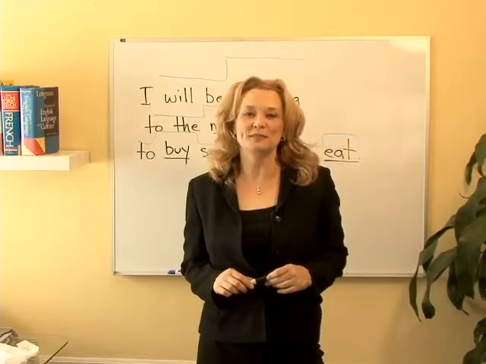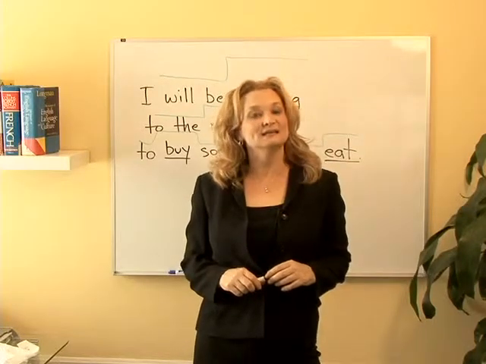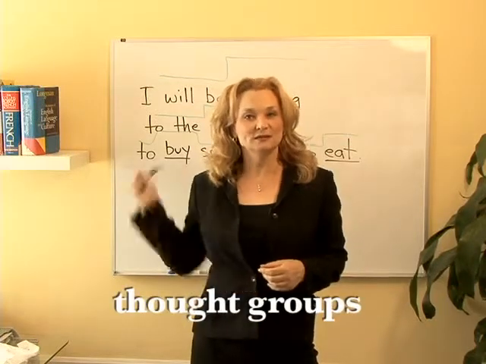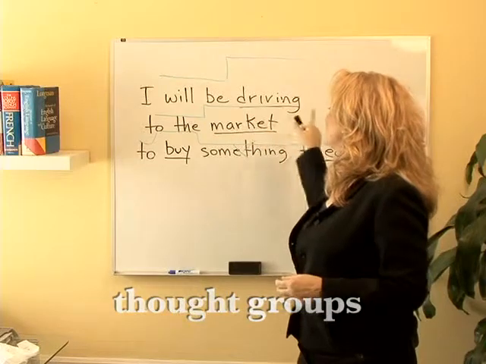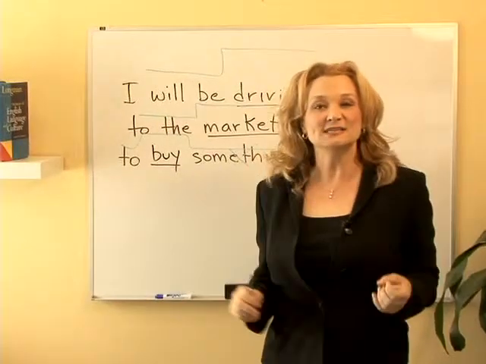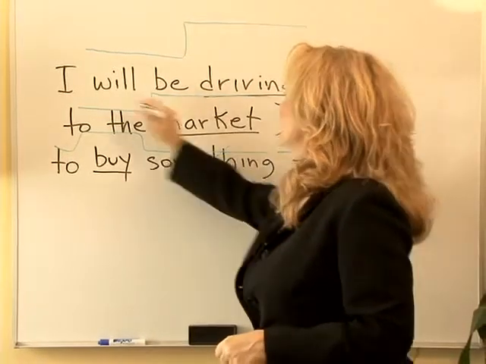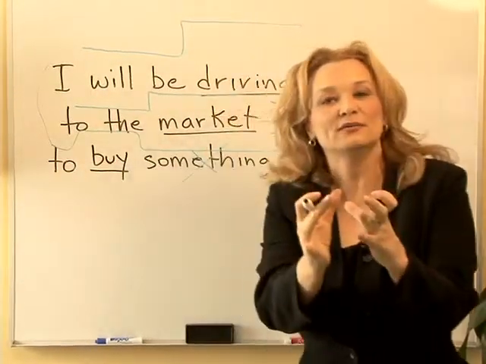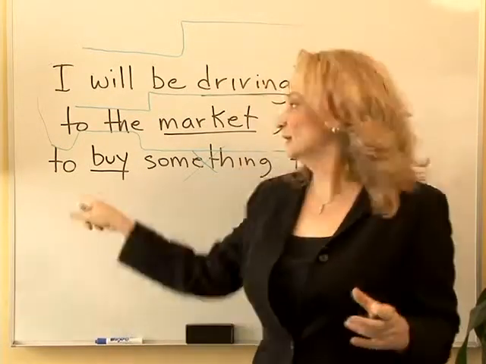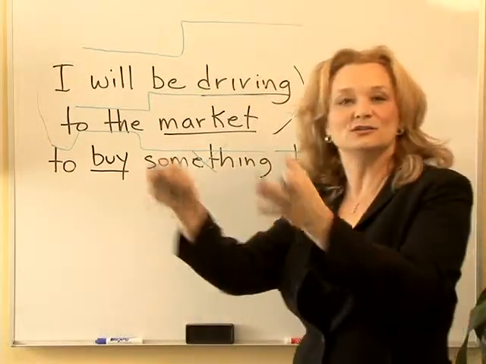Let's talk about what happens when we have a long sentence and when there are a lot of content words in one sentence. Let's learn how to divide the sentences into what we call thought groups. Look at our sentence again. I will be driving to the market to buy something to eat. We have four different content words, but we can say we have two different thought groups. One of them is, I was driving to the market. That's a unit that can go together. And the second unit, or the second thought group, can be this sentence, to buy something to eat.